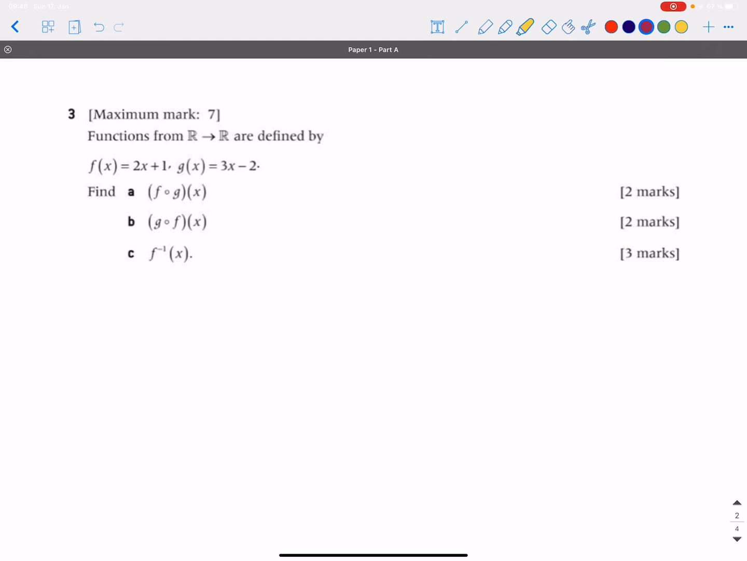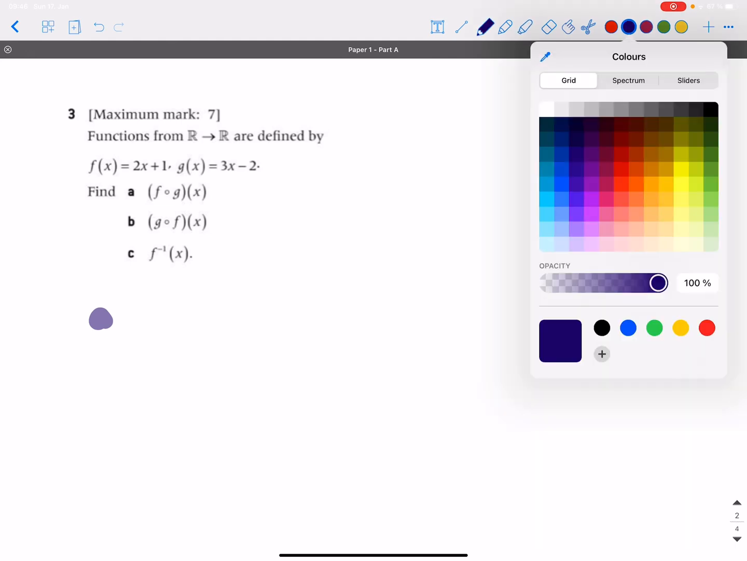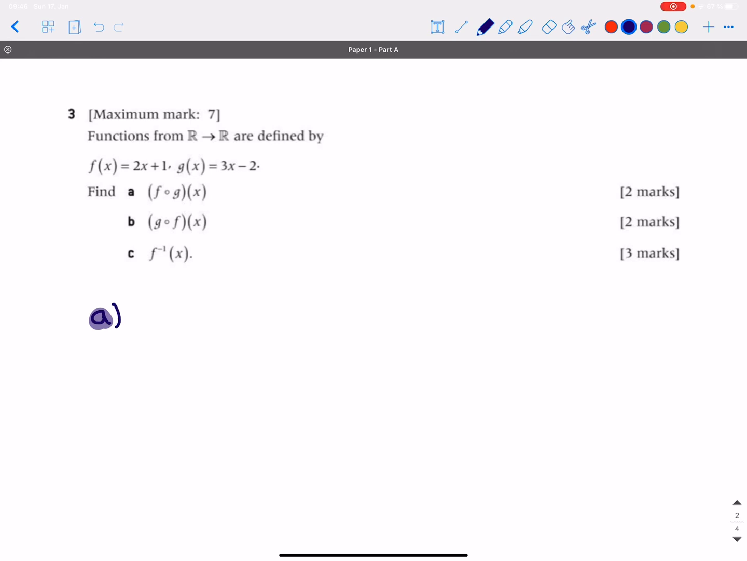So let's start off with part A. That's asking for f composed with g of x. Now, I always prefer to rewrite this as f composed with g of x like that, because then I find it easier to see my inside function, which is put inside the other function. I feel like that form of the notation shows it a lot more clearly.